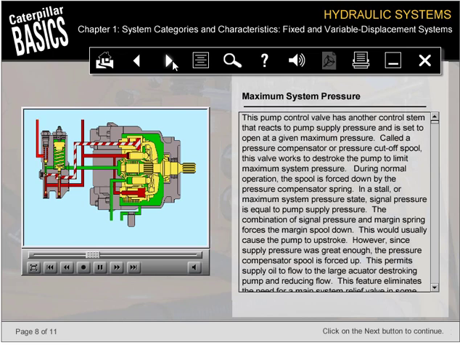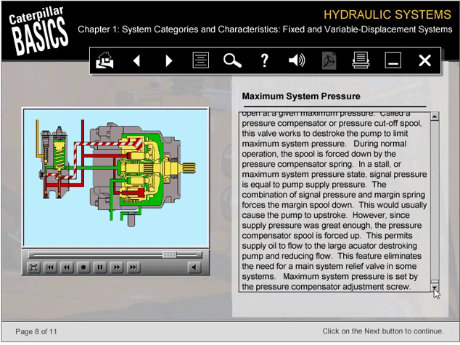In a stall or maximum system pressure state, signal pressure is equal to pump supply pressure. The combination of signal pressure and margin spring forces the margin spool down. This would usually cause the pump to upstroke. However, since supply pressure was great enough, the pressure compensator spool is forced up. This permits supply oil to flow to the large actuator, destroking the pump and reducing flow. This feature eliminates the need for a main system relief valve in some systems. Maximum system pressure is set by the pressure compensator adjustment screw.